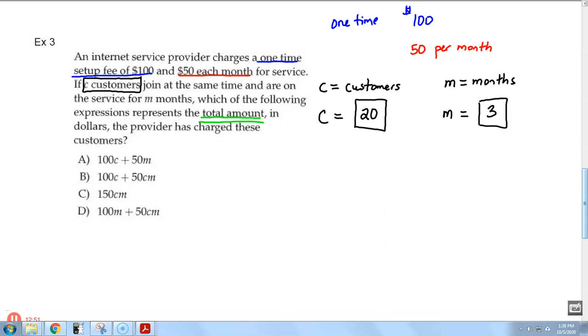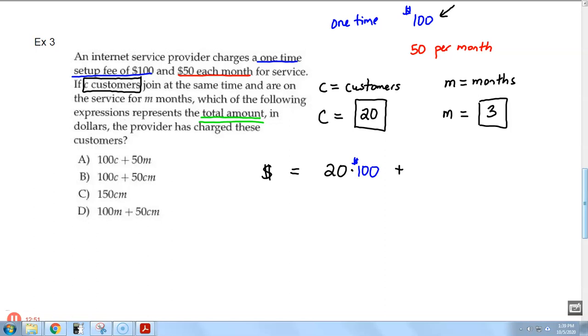All right? So let's just go back to the numbers. If I have 20 customers for 3 months, well, let's try to figure out my money. How much am I going to make? Well, let's knock out the one-time fee first. I have 20 people paying me $100.